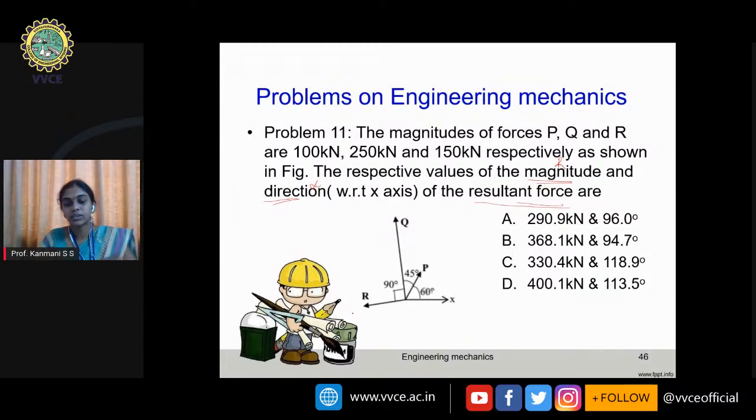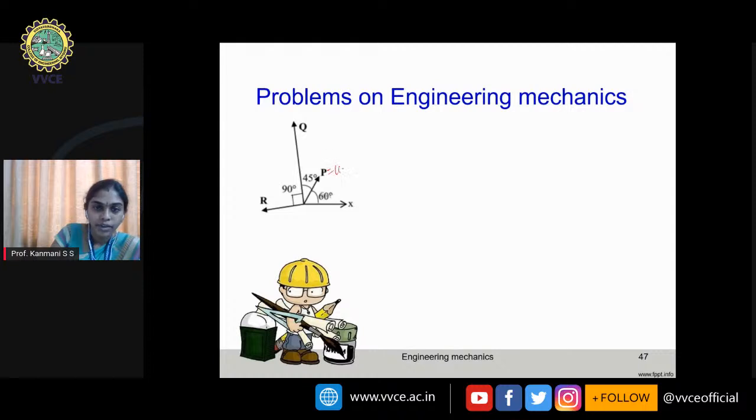Let us find that. So I will take this. So before moving, let us read again. P is equal to 100, Q is equal to 250, R is equal to 150. Is that Newton? No, kilonewton. So let me change this to kilonewton. Okay. So let me write the free body diagram once again. Just observe how I'm writing. Writing free body diagram is important. Once you write the free body diagram, everything will be over.